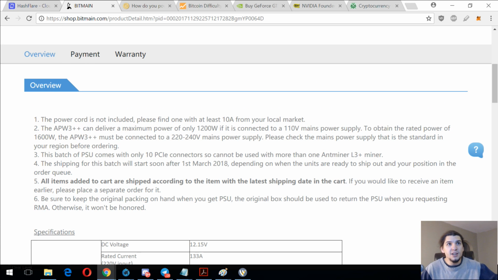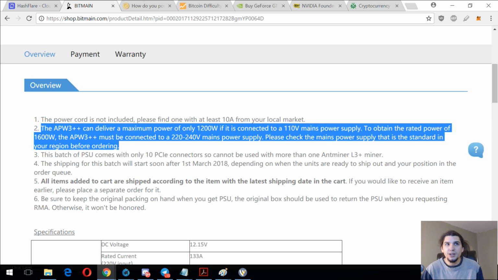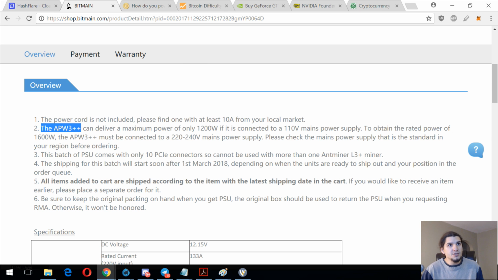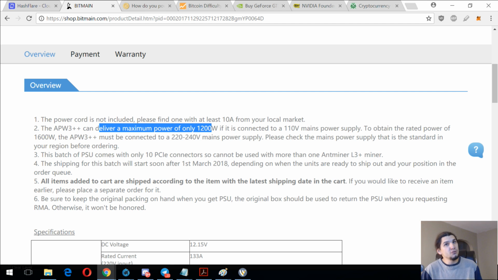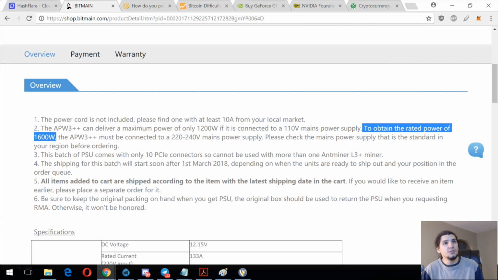Now read this carefully, guys, okay? Power cord is not included, so there's another $10, okay? We need one that will be at least 10 amps, okay? And if you're powering on 110 volt, that's 20 amps. If you don't know much about electrical engineering, just do some reading about that. Now, this power supply can deliver a maximum power of only 1,200 watts if it's connected to a 110 volt mains power supply. To obtain the rated power of 1,600 watts, the power supply must be connected to a 220 to 240 mains power supply, okay?